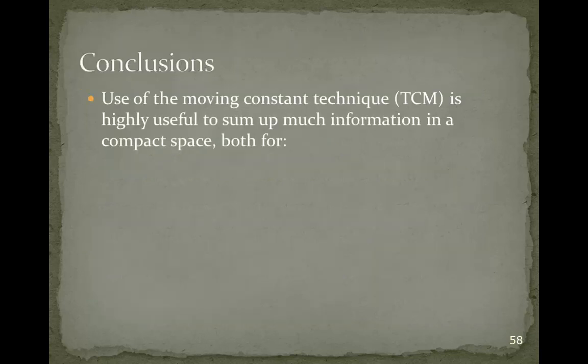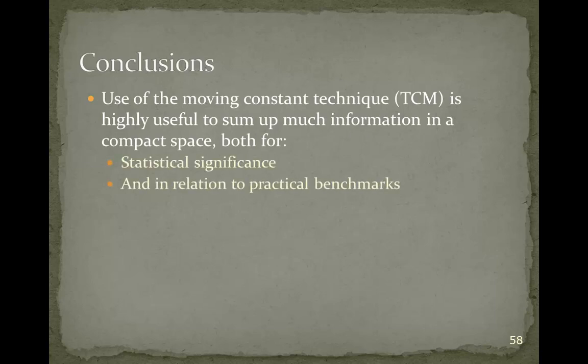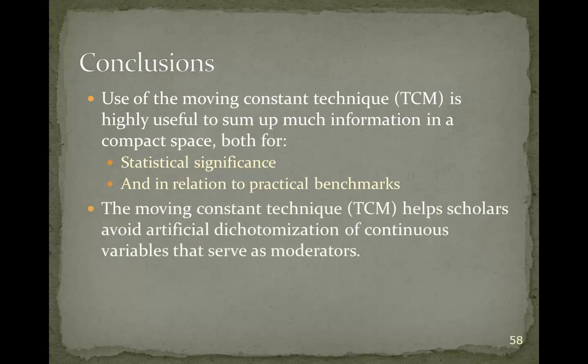So, conclusion. We would argue that the moving constant technique, not TCM, but MCT, is highly useful to sum up much information in a compact space, both for statistical significance testing and in relation to practical benchmarks when you have them. A lot of the examples other than the antidepressants, we didn't have them, or at least it wasn't clearly evident what to do. But if you have an example, you could use it. And it should help you to avoid artificially dichotomizing continuous variables. You can produce your estimates without breaking your variables in half.